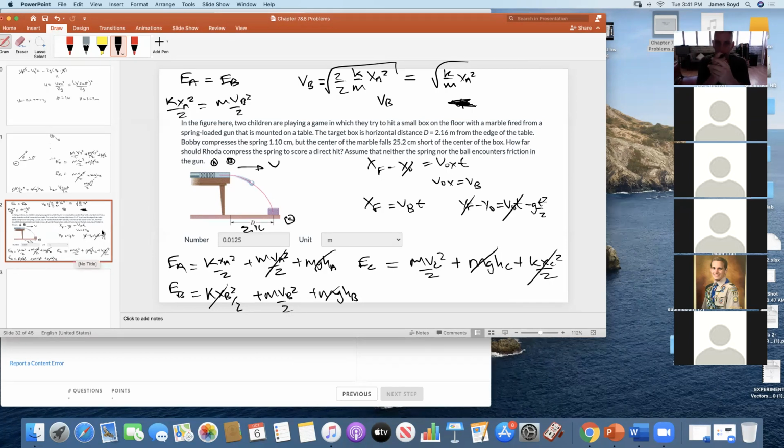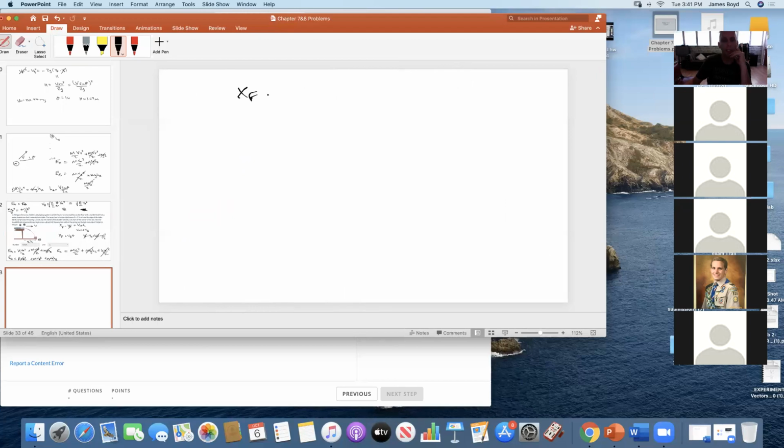The time that it's going to take to fall is going to be the same for both of them. How do I know that? Because the time only depends on y. So just trust me on that. So what we're going to do here is we've already found VB, and we found that x final is equal to VB times t. So x final 1 and x final 2 are equal to VB, I'm going to call that 1 and 2, times t. T's are the same. Therefore, x final 1 is equal to VB1, and x final 2 is equal to VB2.